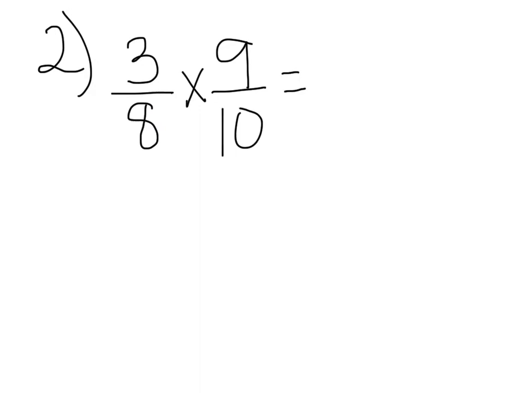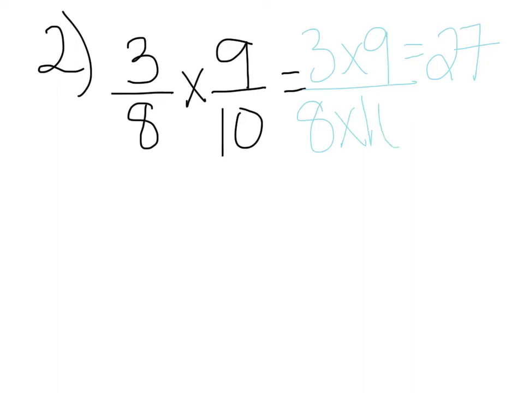Alright, number 2 is 3/8 times 9/10. So I'm going to multiply the numerators. 3 times 9 equals 27. Now I'm going to multiply the denominators. 8 times 10 equals 80. So your answer is 27/80.